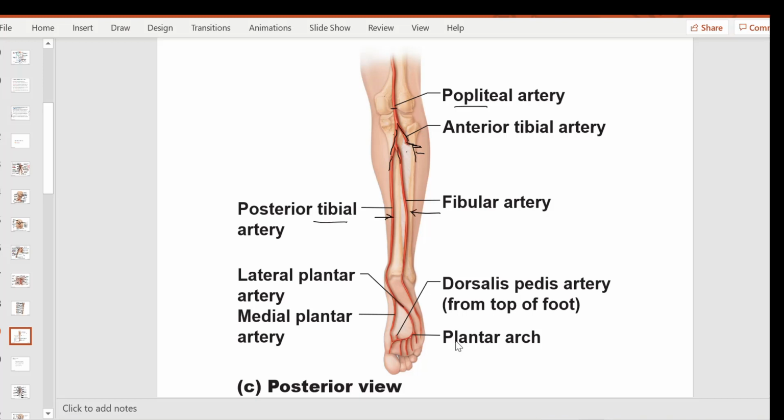And now we'll see what happens to the posterior tibial. You see the posterior tibial goes down through the back of the heel, and it splits in the plantar surface. This is the sole, splits into medial and lateral plantar arteries. Okay, lateral plantar and medial plantar, and then they join together to form the plantar arch, and from the plantar arch we get the branches. So that's how the arteries are in the lower limbs.